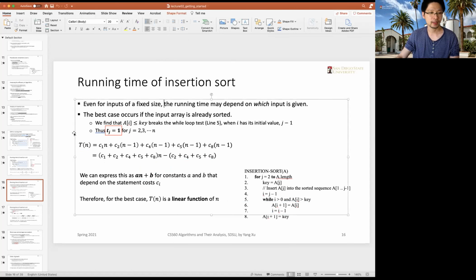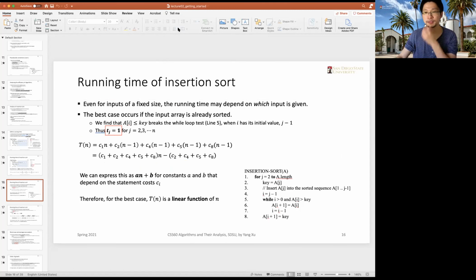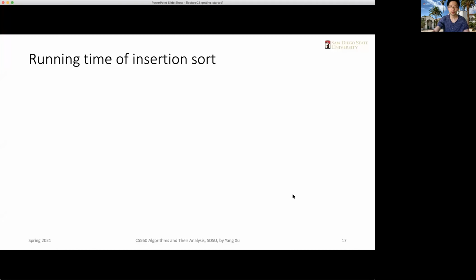Usually, sorting problems need to deal with some very random input scenarios. So let me first stop sharing and play the slides. From the next slide on, we're going to talk about something new here. All right, let me share it again.